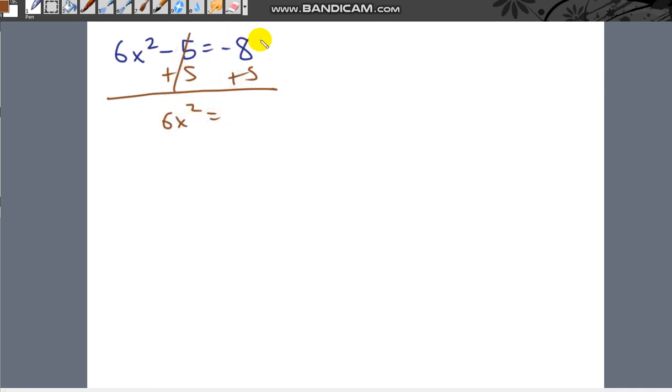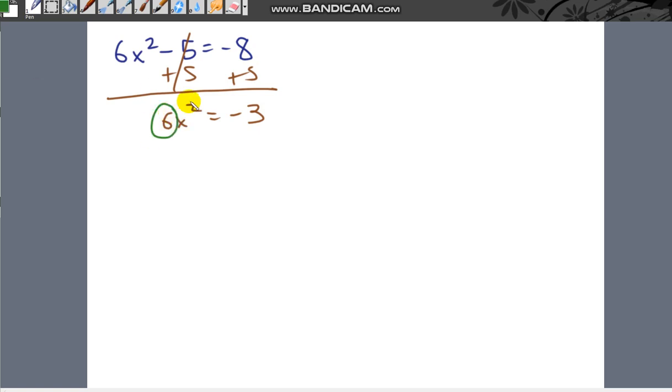Same idea, all we're doing is solving for x. 6x squared minus 5 equals negative 8. Some of these problems are going to get kind of interesting. Let's say we add 5 to both sides. So we get 6x squared equals, negative 8 plus 5 is going to be negative 3.